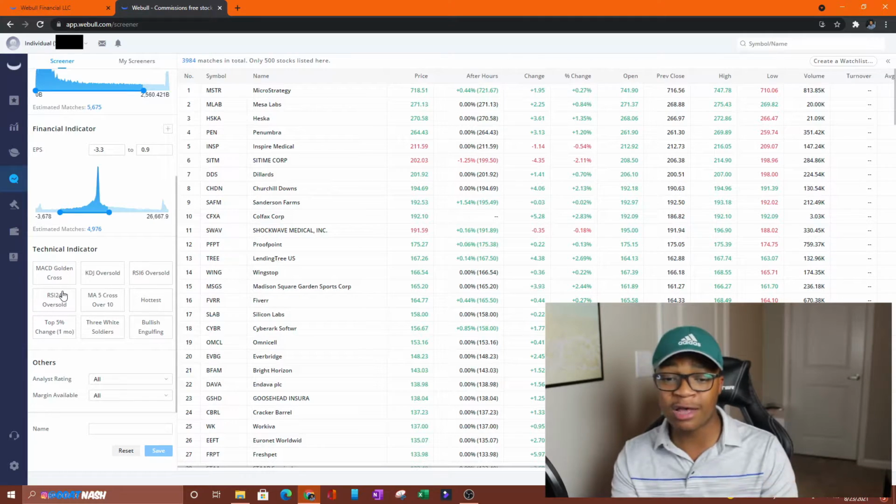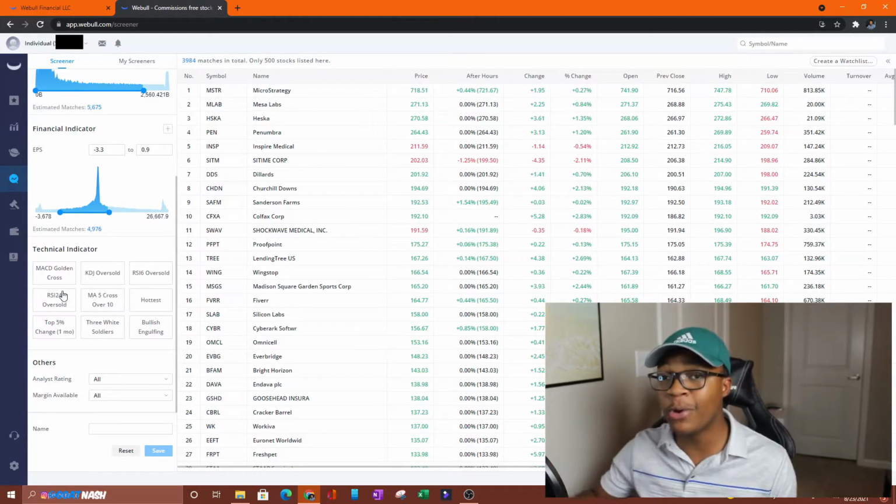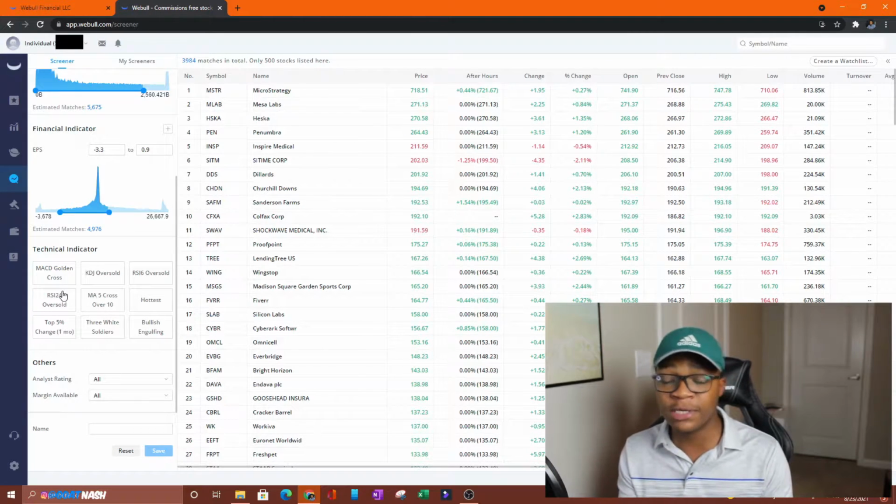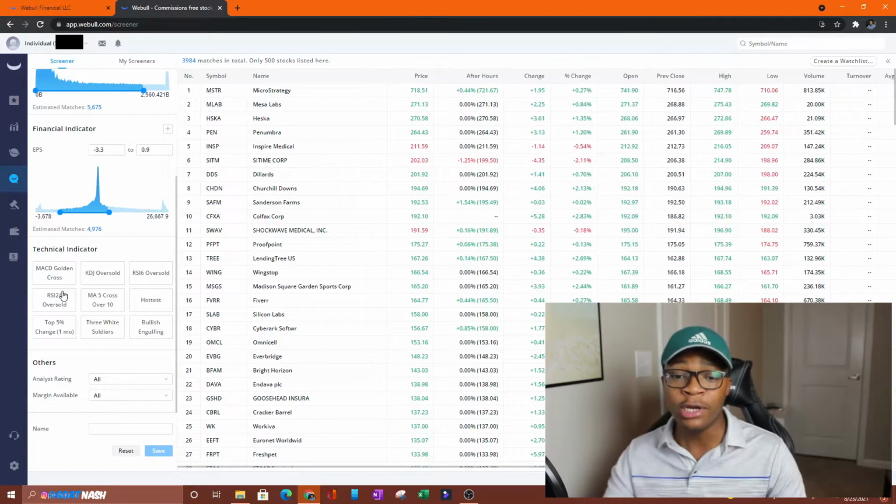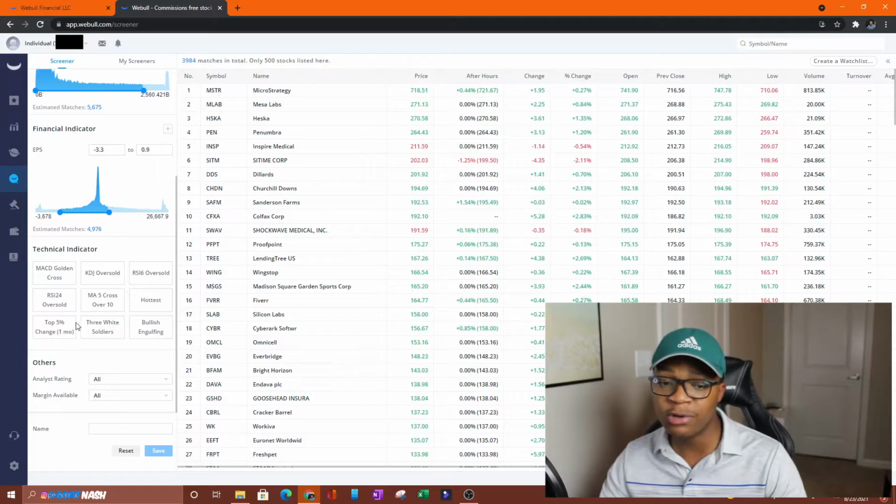And if you want to go over the other indicators, sometimes I'll use different ones. Let me know in the comment section below, and I can make a video on some of the best indicators you can use for your screener. So I'm going to go ahead and use the RSI 24 oversold.